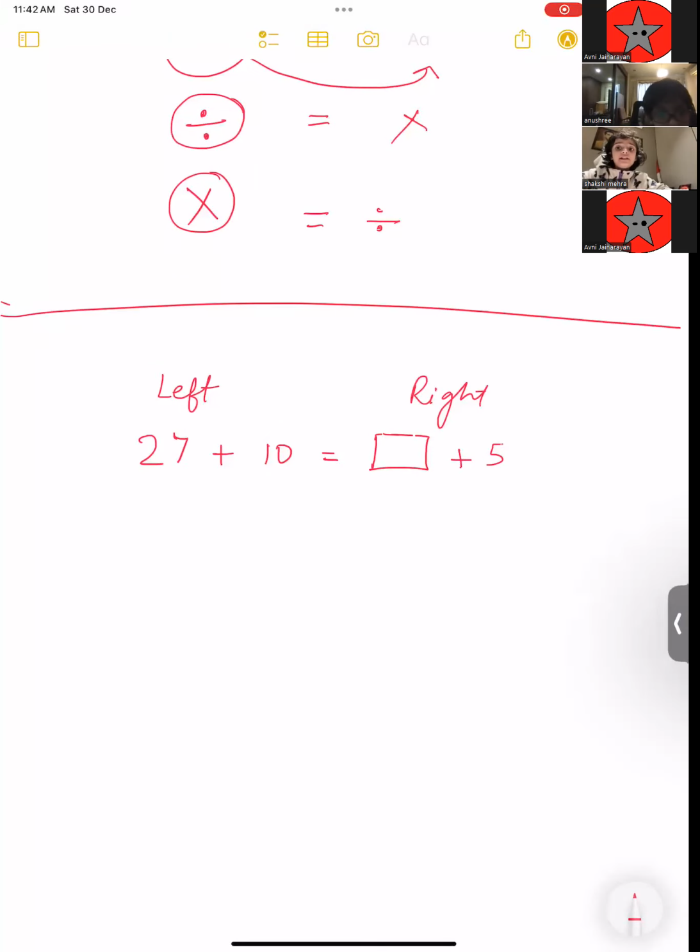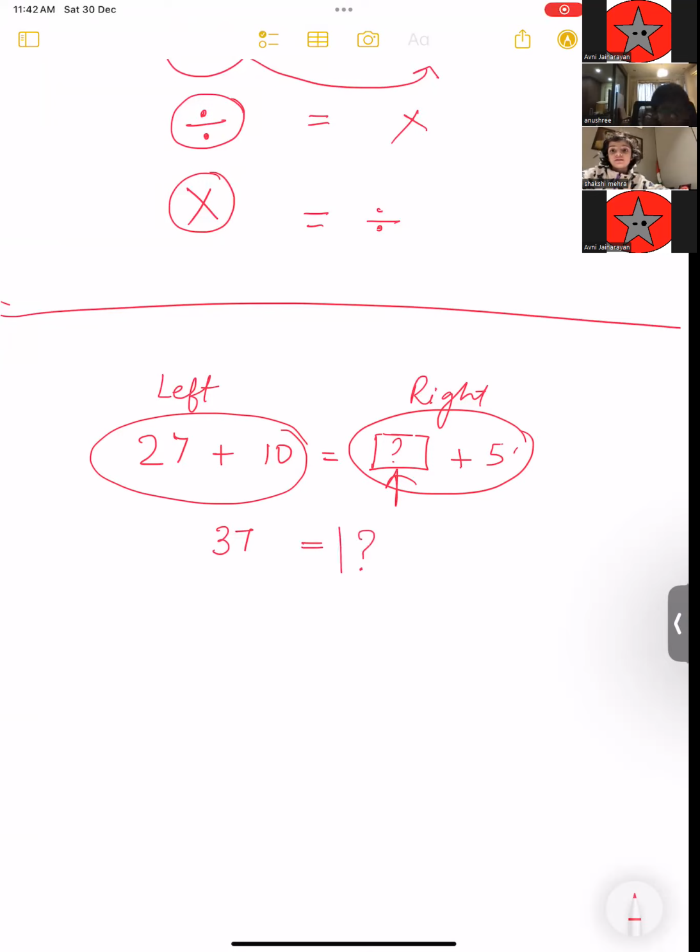Which side should I easily solve without any problem? Right side, I don't know this; I cannot solve this equation completely. But the left side, yes. Give me the answer for left. 37. So left is 37. Now I will copy the question again.